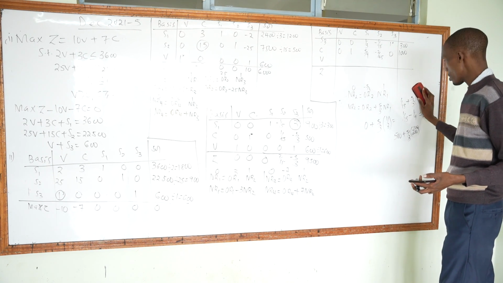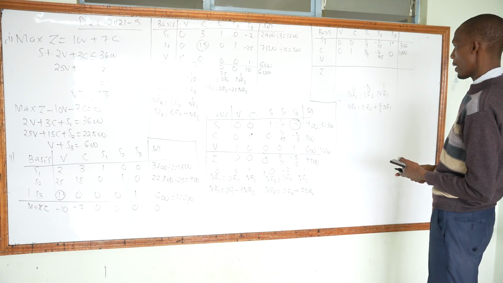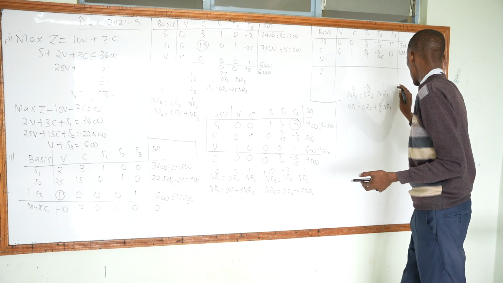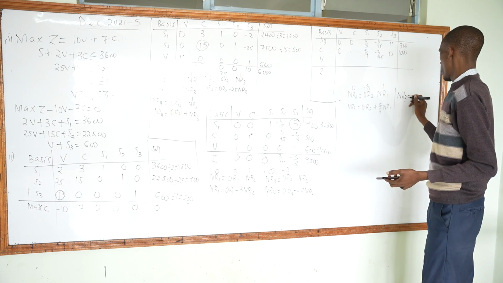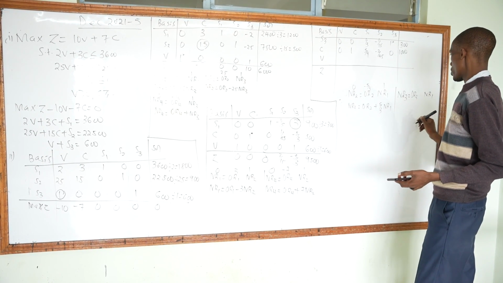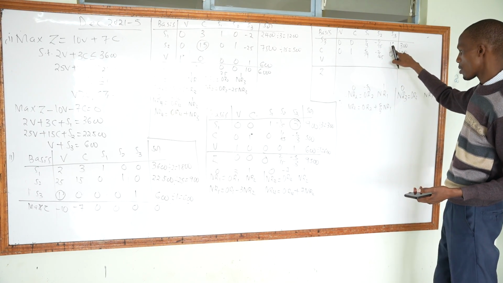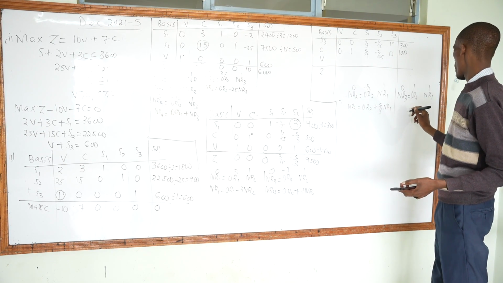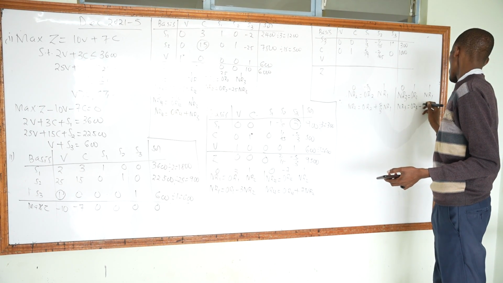So allow me to delete this because they are just working. Row 3. New row 3, you can even write it here. New row 3, old row 3 and new row 1, the one that we got first. We want this to become 0. This is 1 because of this. Old was 1. Actually, this one is minus. So new row 3, old row 3 minus new row 1.